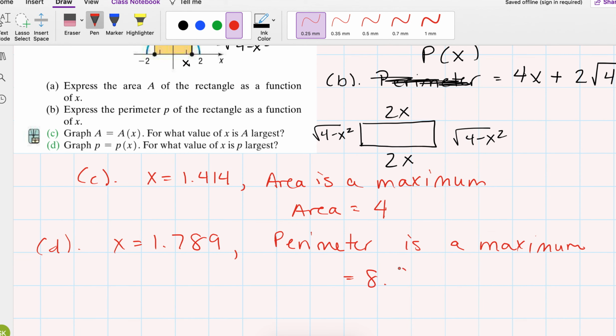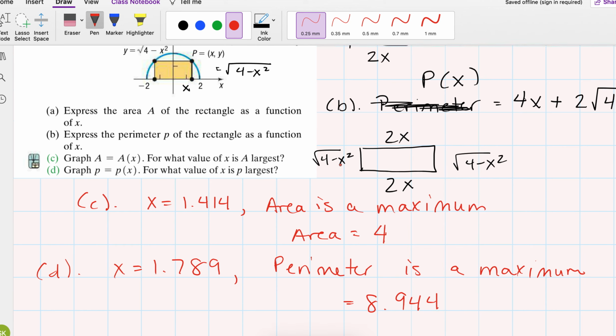8.944. Okay, we've completed this problem.